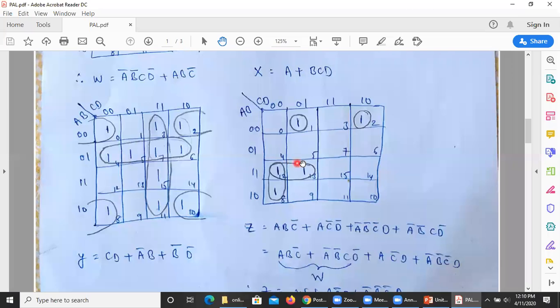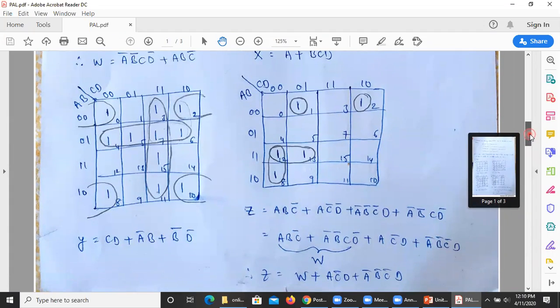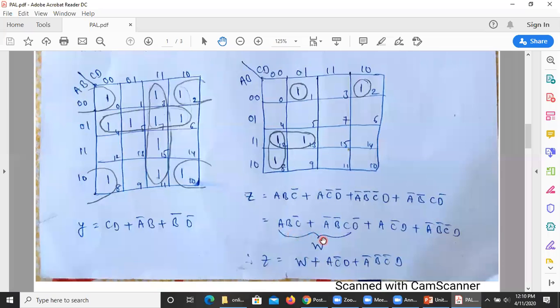And Z contains 2 pairs and 2 isolated cells. Due to that, A B C bar plus A C bar D bar plus A bar B bar C bar D plus A bar B bar C D bar. Now if you observe, this last one, A bar B bar C D bar, and this first one, A B C bar, are exactly the same as the W terms. If you add these two, directly you are getting the W term. So you can replace them with W. So Z is equal to W plus A C bar D plus A bar B bar C bar D.